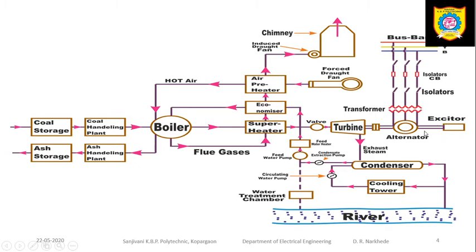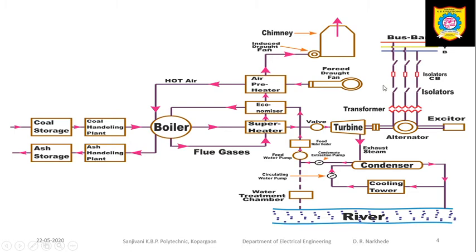Now, as per Faraday's law of electromagnetic induction, whenever the magnetic lines of force are cut by the conductor, EMF is induced in the conductor and electricity is generated. This electricity is nearly in the range of 11 kV. So I need to step it up. For that purpose, I am going to use a step-up transformer over here. The transformer will increase that voltage level from 11 kV to 132 kV or 220 kV, depending.